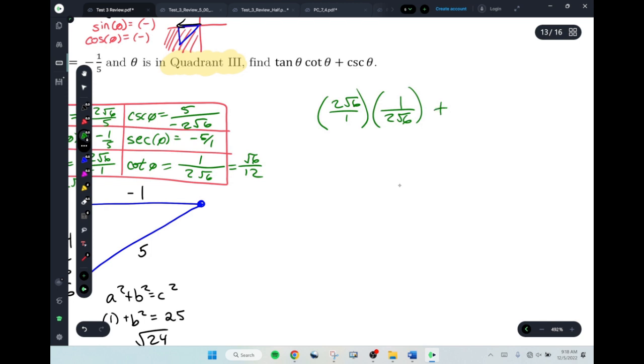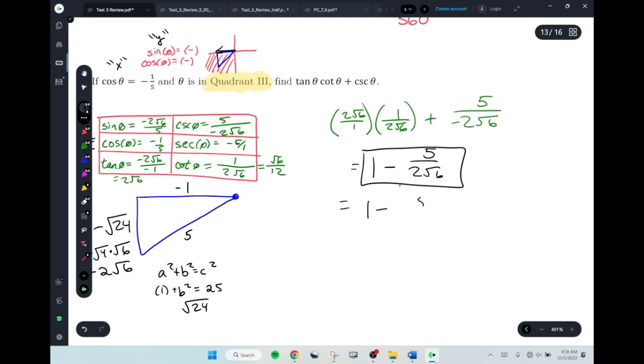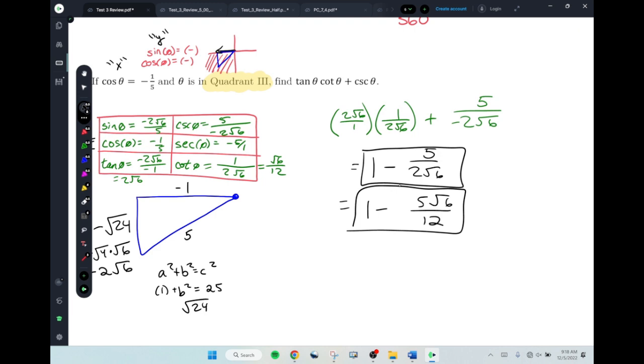And then what's cosecant in this case? Isn't it negative 5 over 2 square root of 6? Indeed it is. I threw my negative on the bottom, but if you have it on top, it's the same exact thing. So we end up with 1 minus 5 over 2 root 6, or it can be 1 minus 5 root 6 over 12. Same thing. I would accept both. Oh, I forgot the 1. Whoops. The 1 minus is important.